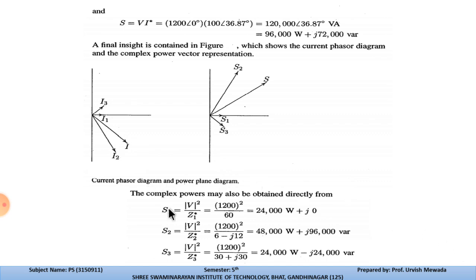Now this is the second way to calculate the apparent powers. We know the equation for power is V square by R or Z. So S1 is equal to mod V square by Z1 conjugate. Here we have all the values of Z1, Z2 and Z3. If we replace them in this equation, we get 24,000 plus j0, 48,000 plus j 96,000 var, and 24,000 active power minus j 24,000 var. These are similar to the values we got from the previous equations.